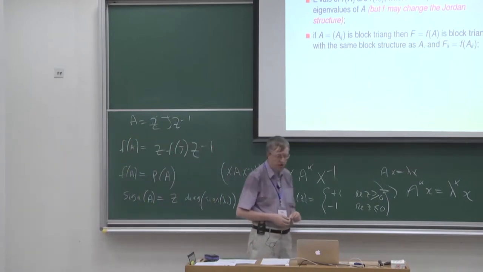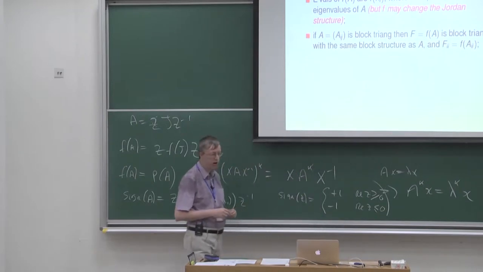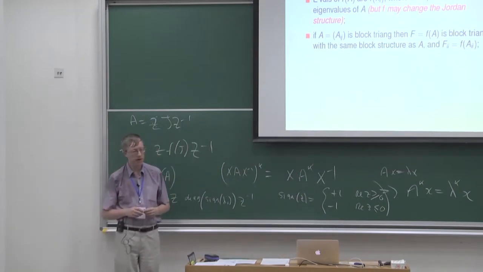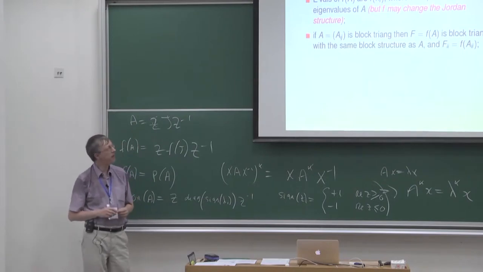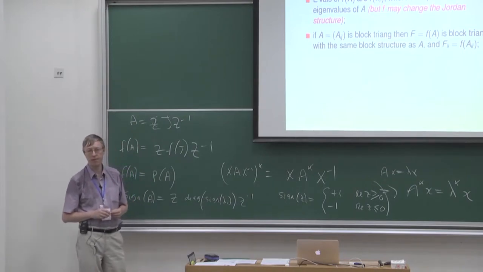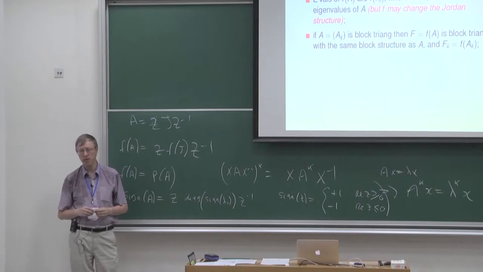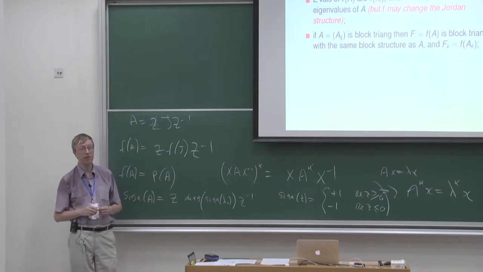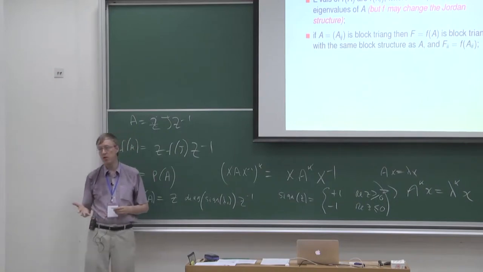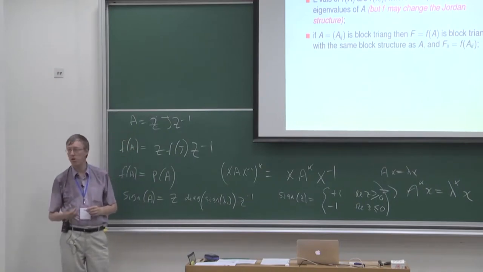And there is a nice characterization of how the Jordan structure changes. I state the result in my book, and it depends on f dash at the eigenvalues. If the derivative of f is non-zero, let's say at every eigenvalue, then the Jordan form will not change. But if the derivative is zero at some eigenvalues, you can write down a formula for how many Jordan blocks there will be. So f dash is the key thing there. For the matrix exponential, the derivative is never zero, therefore the Jordan form of e to the A is always the same structure as the Jordan form of A.